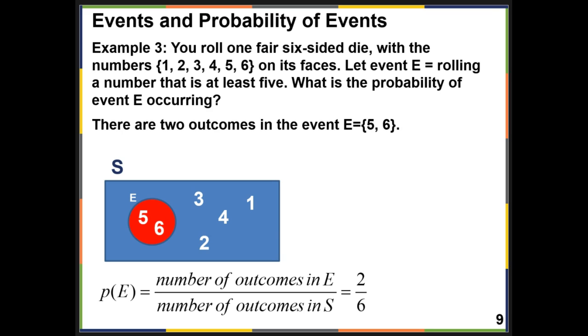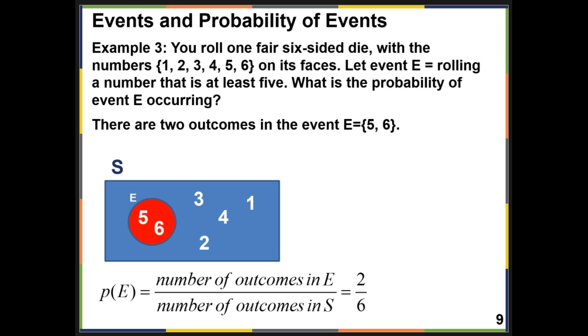If we look at another example, example 3, you roll one fair six-sided die with the numbers 1, 2, 3, 4, 5, 6 on its faces. Let event E equal rolling a number that is at least 5. What's the probability of the event occurring? So there are 2 outcomes in this event E: 5 and 6. So those are at least 5.